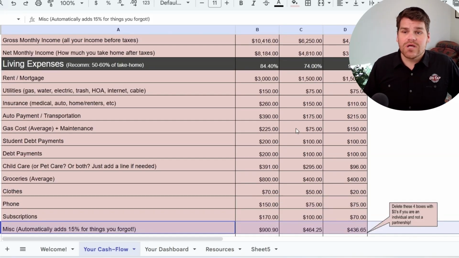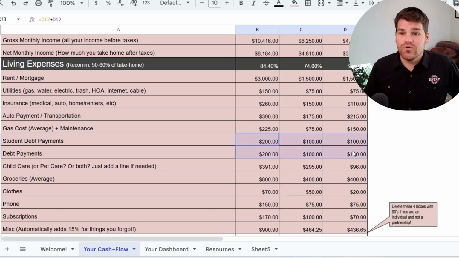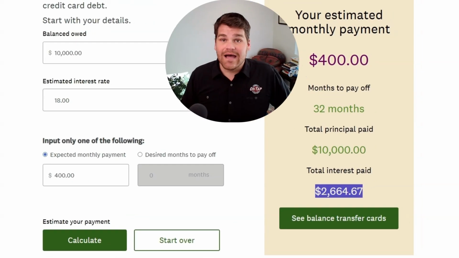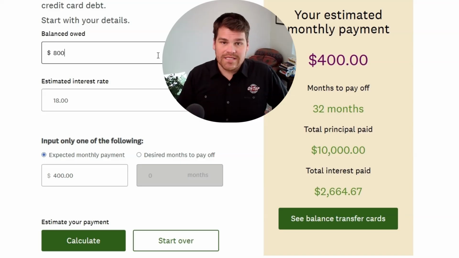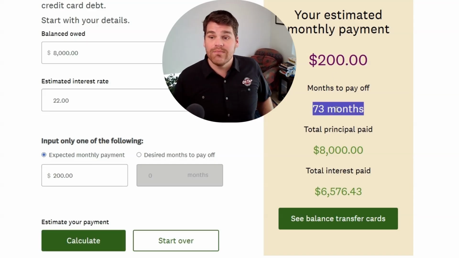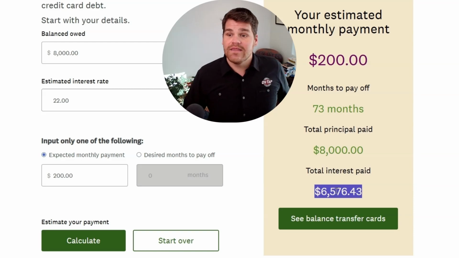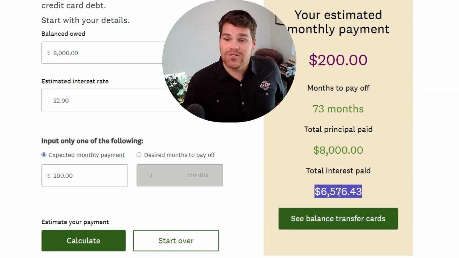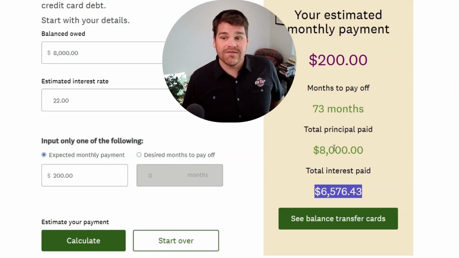And for right now, there's a couple of other things that we may want to adjust in order to create higher minimum payments on these debt payments. This credit card debt is shown right here at $200 a month on their $8,000 that they owe. So in this scenario, I'm just going to see what they are paying right now. They're paying $200 a month on the $8,000. So what we see is it's going to take them 73 months to pay this off. And their interest paid is $6,576 over that 73 months on an original balance of $8,000.